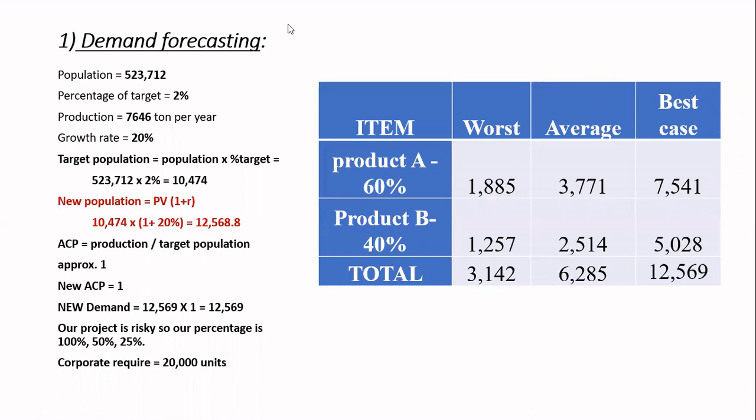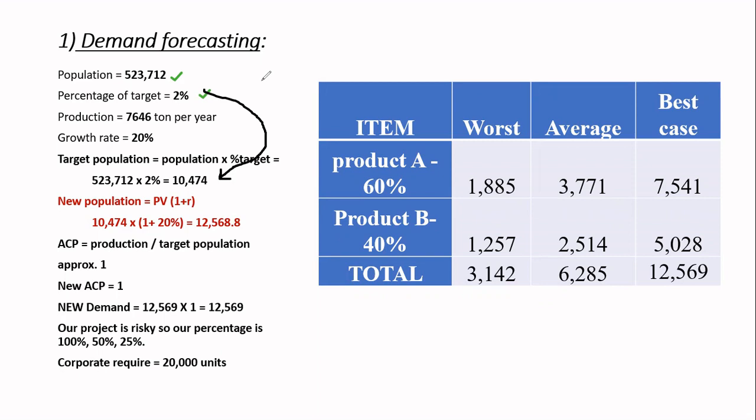The first stage here, as you see, is that we look for the number of population in a certain location that we're going to target. The first point is the number of population, which is 523,712. The percentage of the target is that we are only targeting 2%. So this is the target population, and this is what you will see down when you multiply the 2% times the population. This is the target that you're looking for. And you have a competitor whose capacity is more than 7,000.